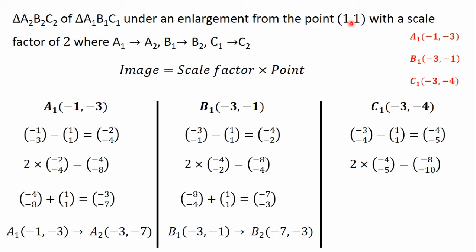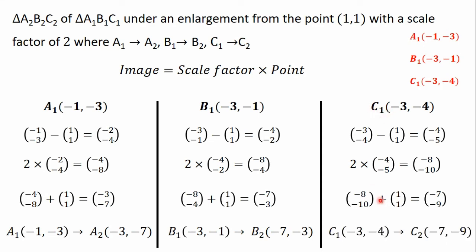The third and final step says that we will have to add (-8, -10) to the center of enlargement, which is (1, 1). So we have (-8, -10) plus (1, 1). -8 + 1 will give us -7. -10 + 1 will give us -9. So this means that when the point C1 with coordinates (-3, -4) is enlarged using the point (1, 1) as the center of enlargement and a scale factor of 2, the point C1 will give us the image C2 with coordinates (-7, -9).